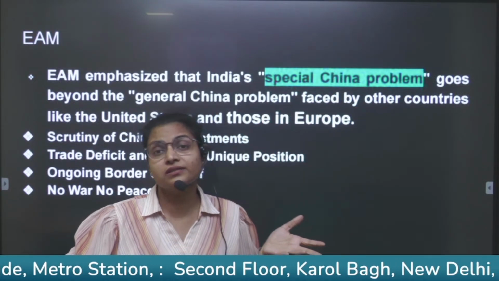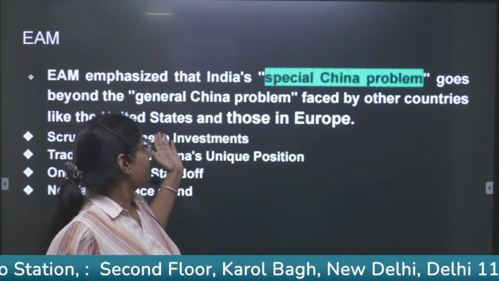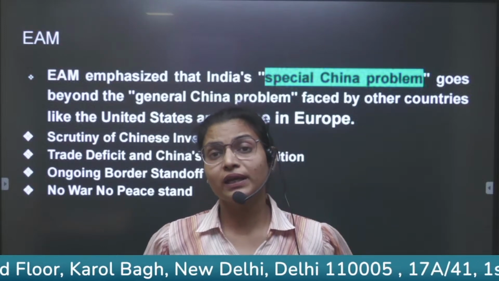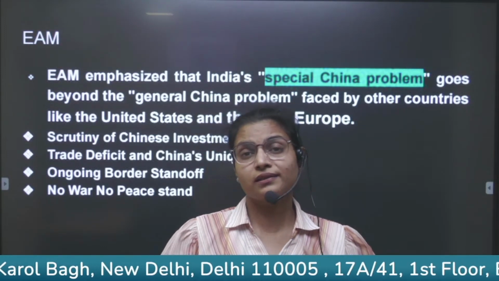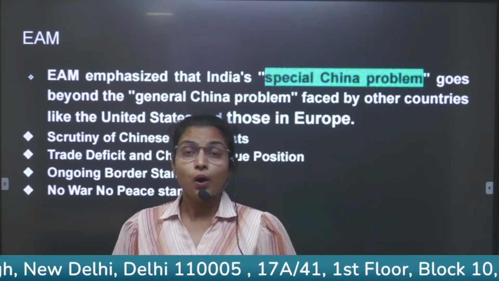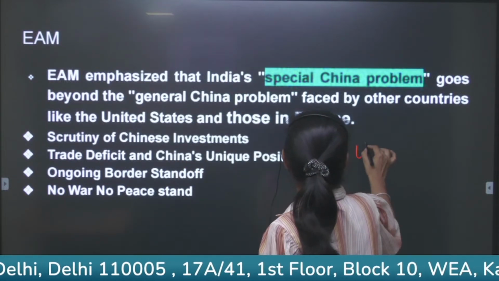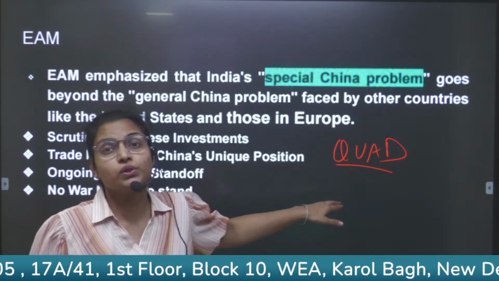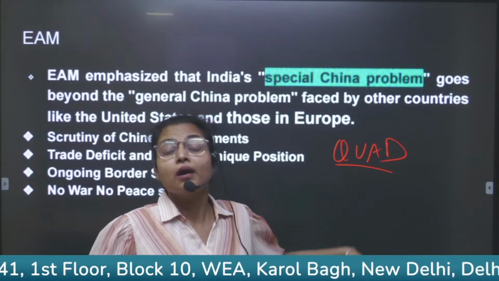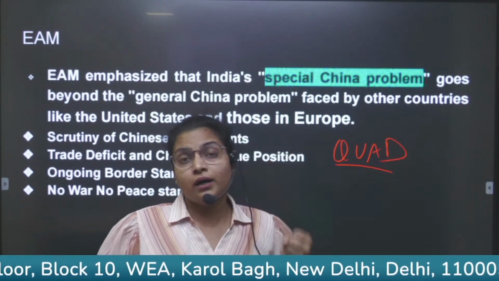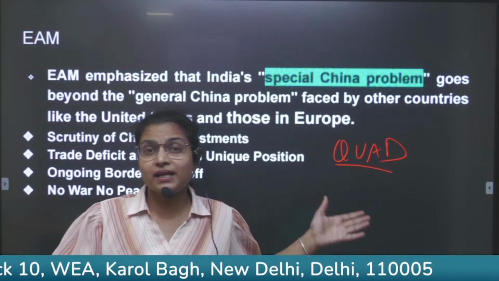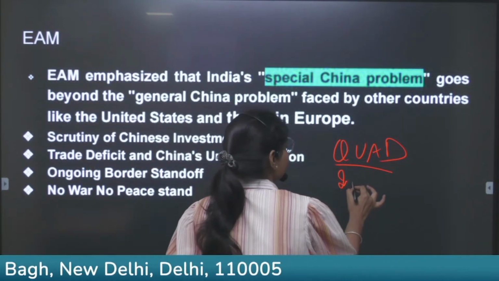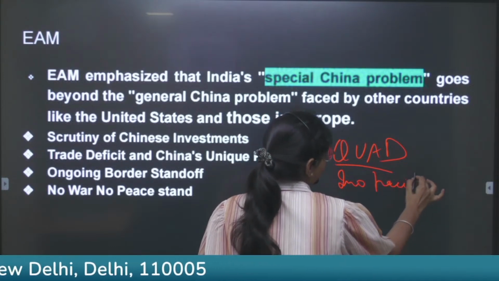As for Western countries like the US, they are having a general China problem. So they are tackling it by creating international organizations, like we have also joined the Quad group. And here we are also looking to diversify the supply chain. We are also focusing on maritime security. There is the Malabar exercise in the Quad. And we have also joined the Indo-Pacific strategy of the US.